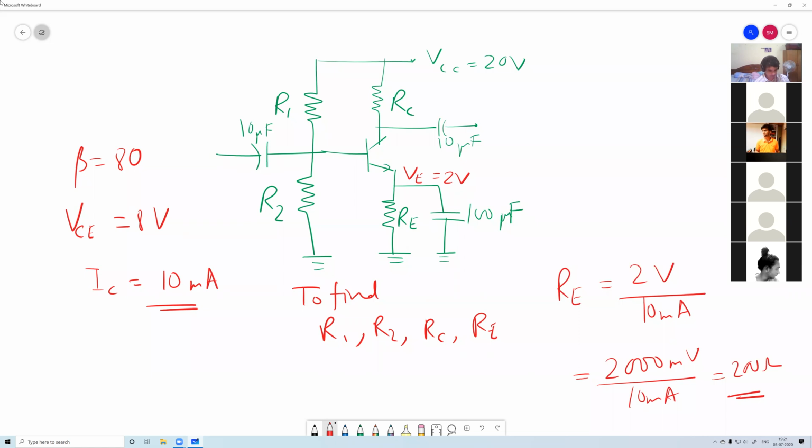What else? What is RC? Beta RE is greater than 10 R2? This is not known, these are known, because R1 and R2 are not known, so it's unknown. We cannot say that. So we need to find R1, R2, RC, RE. Out of this, RE is done. How to find RC?